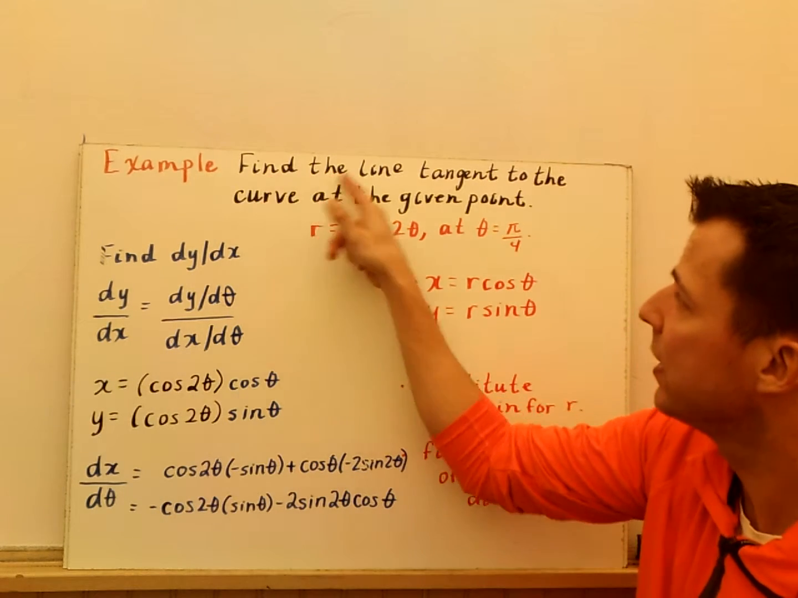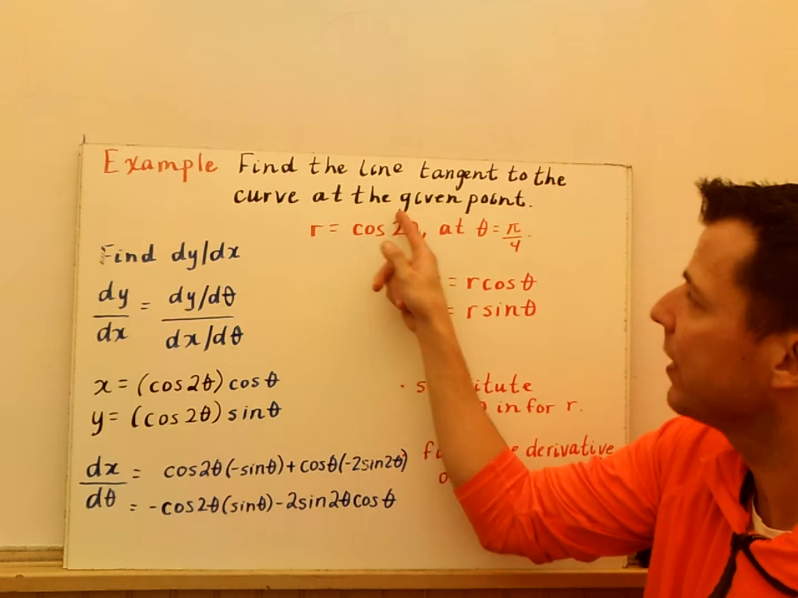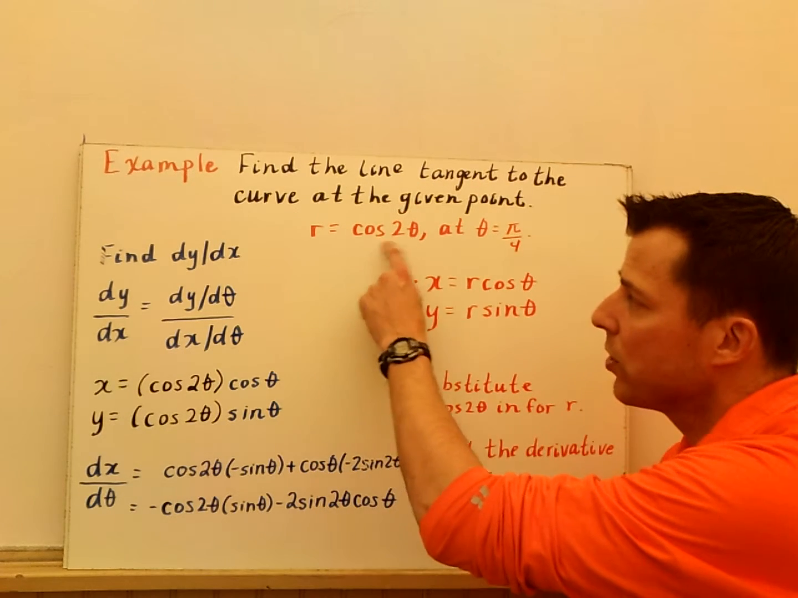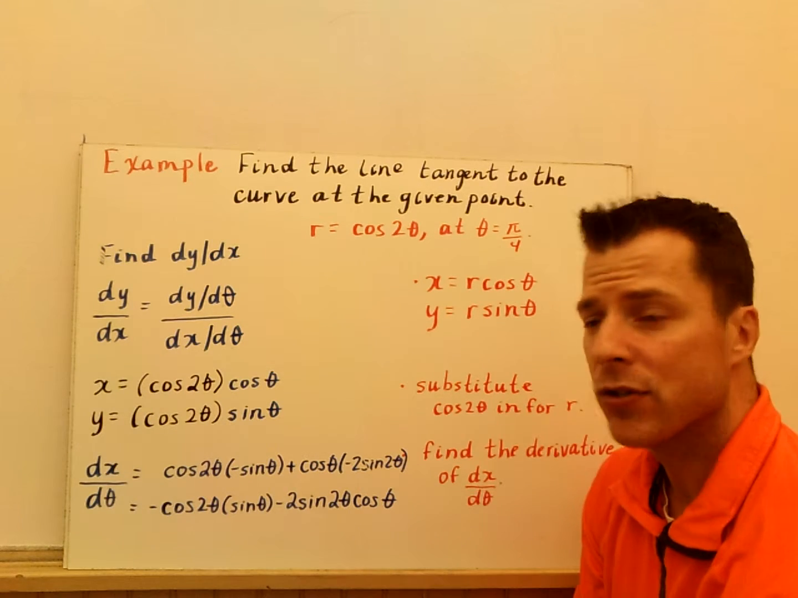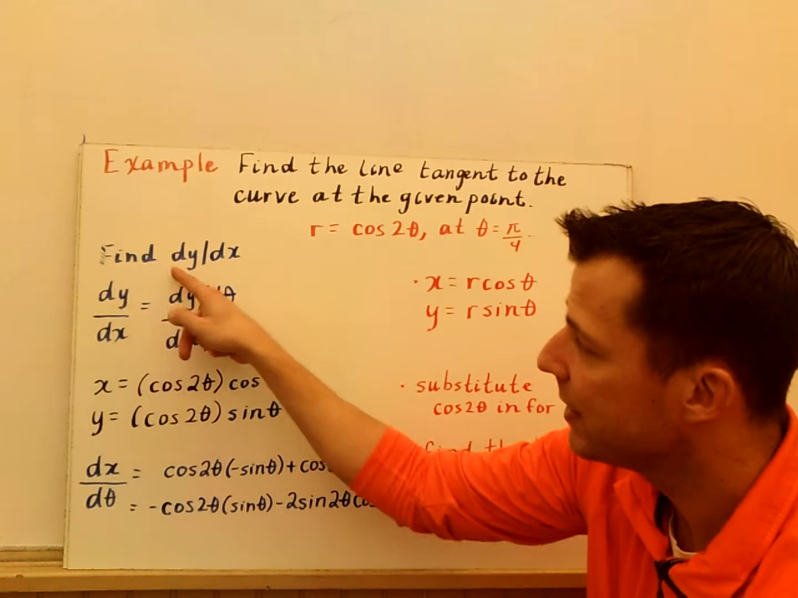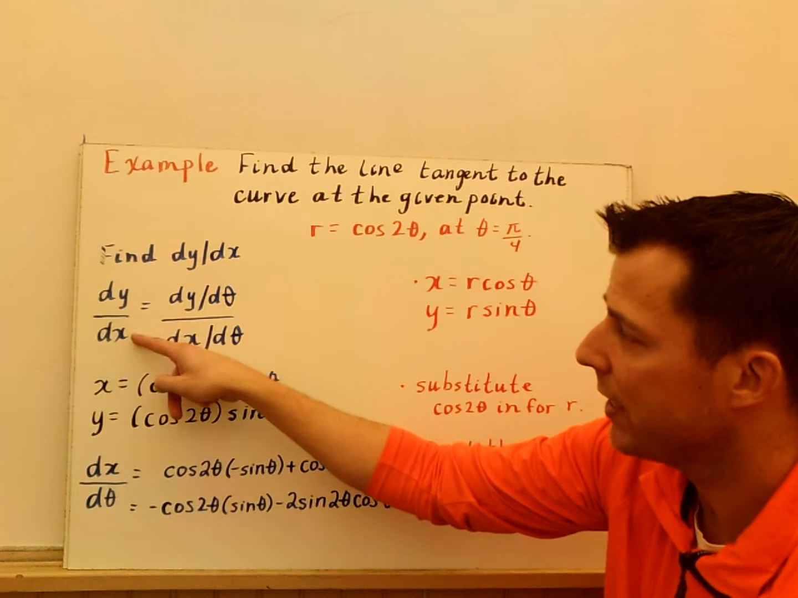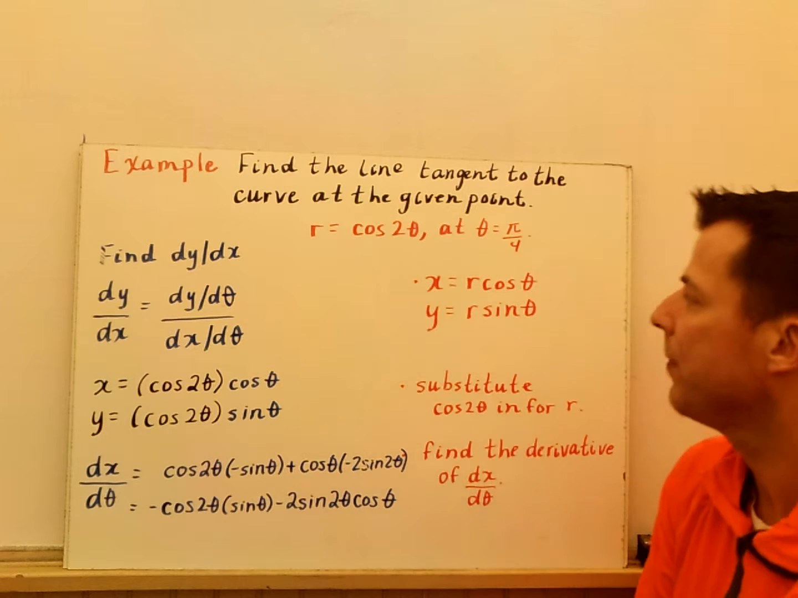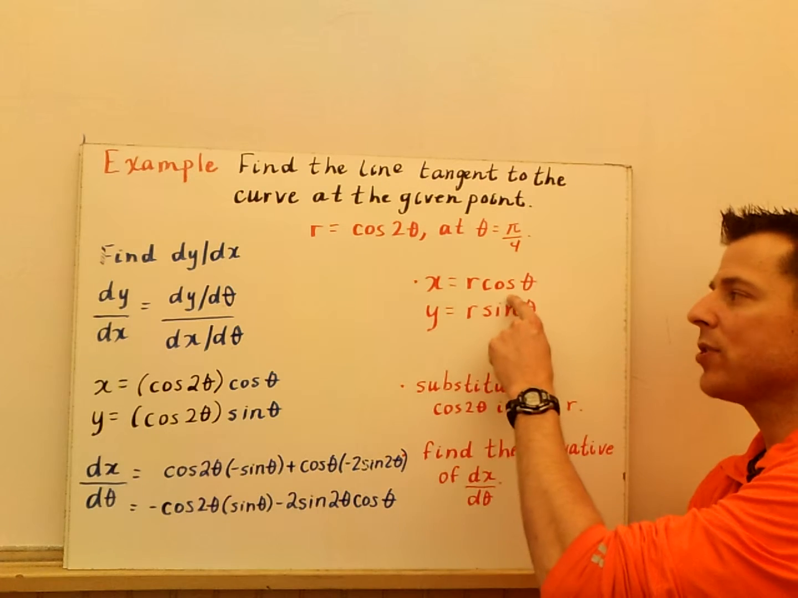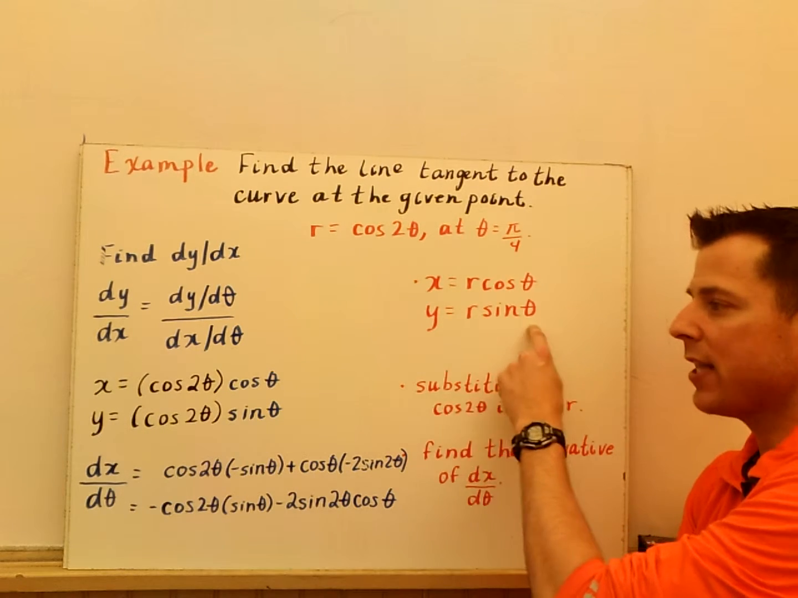So find the line tangent to the curve at the given point. r is going to equal cosine 2 theta. Theta is going to equal pi over 4. So step number one, find dy dx. So dy dx is dy d theta over dx d theta. Okay? So remember that x equals r cosine theta, y equals r sine theta.